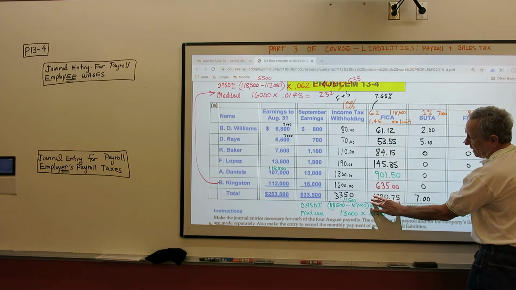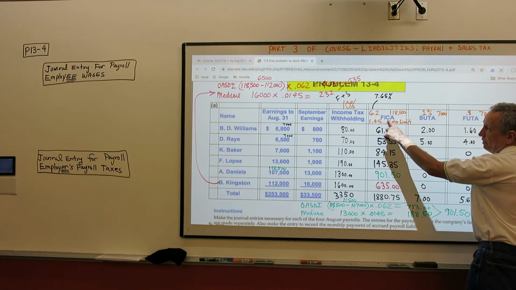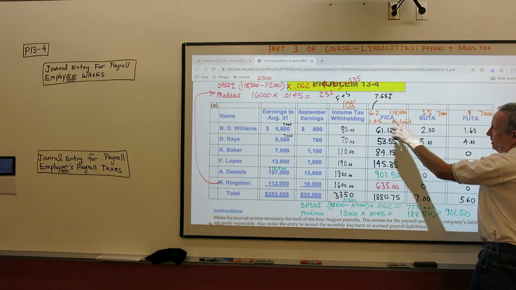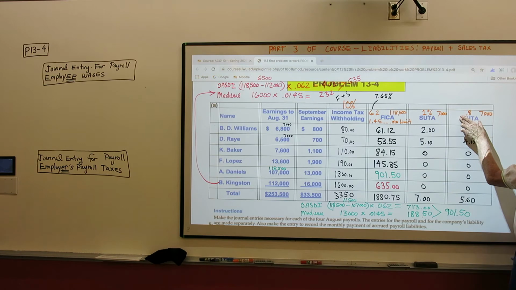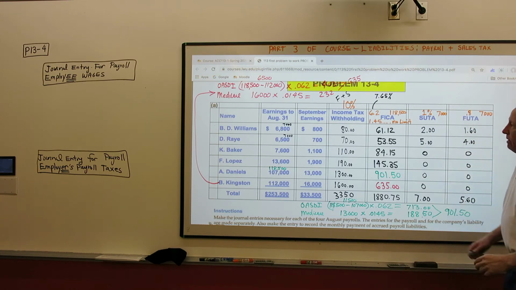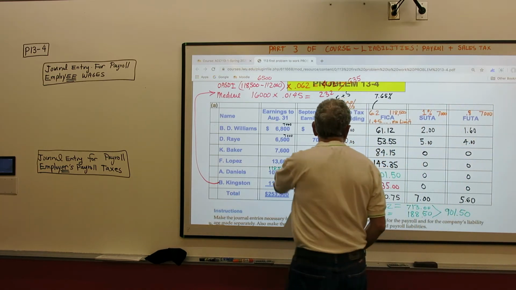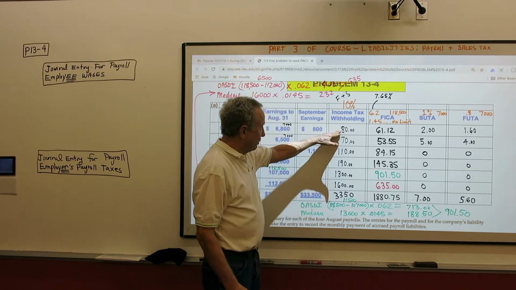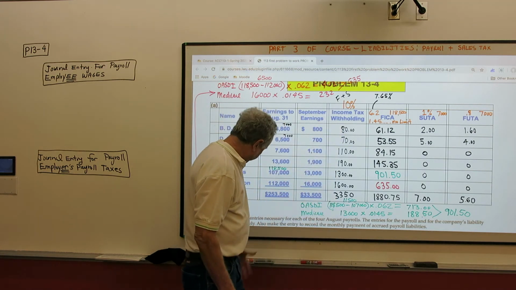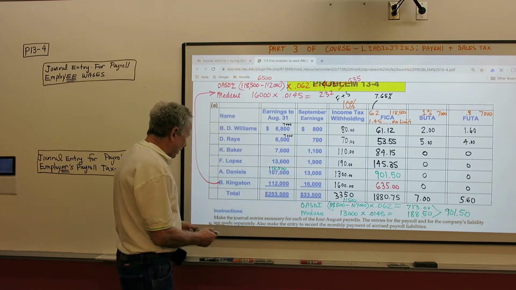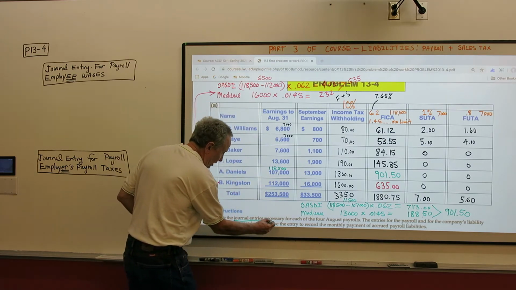There's all the taxes that I have to remit to the federal government for Social Security. Here's all the taxes I have to remit to the state for unemployment and to the federal government for unemployment. Here's all the taxes that I have to remit to both the state and the Fed. Some of those are state taxes, some of those are federal. $33.50. Now what they asked us in this problem was they said, make the journal entries.